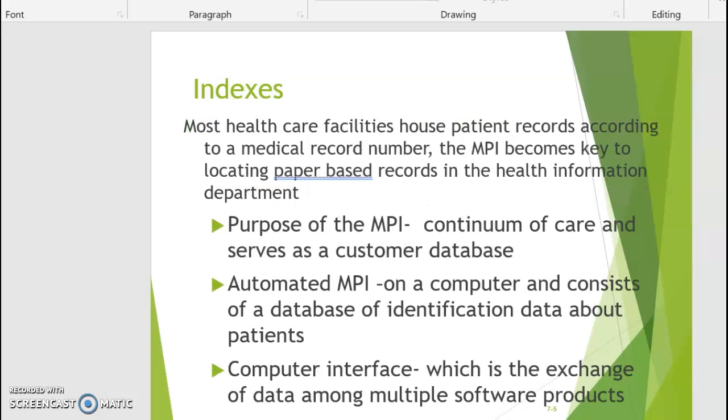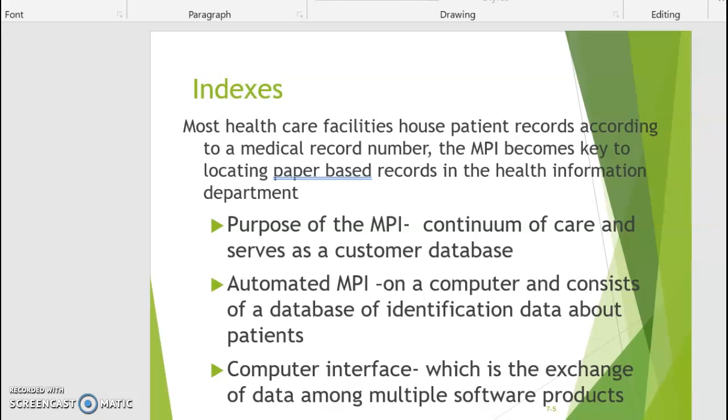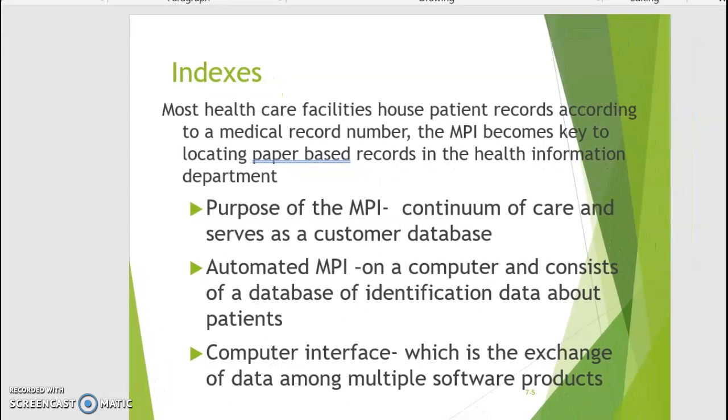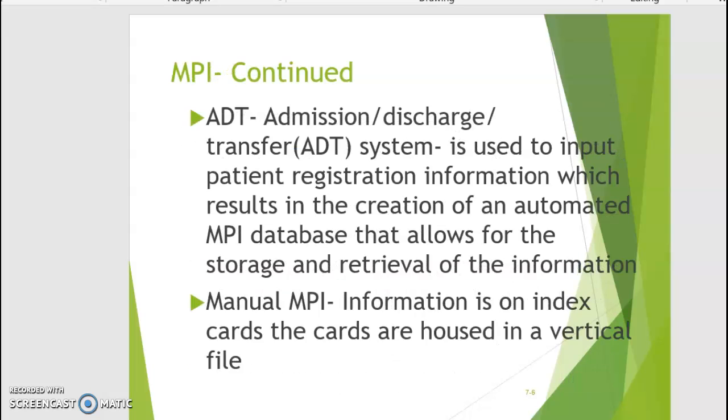Most healthcare facilities house patient records according to a medical record number. So the MPI becomes key to locating this paper-based record in health information. The purpose of the MPI: it helps continuum of care, it serves as a customer database. An automated one is on the computer and consists of a database, identifies it, and identifies the patient. And then you have the computer interface, which is the exchange of data among multiple software products.